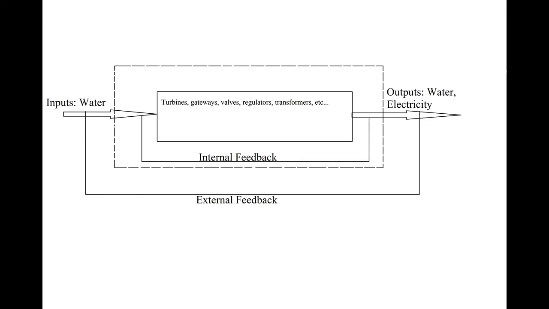Internal feedback of the Hoover Dam comes from pressure gauges, penstock valves, water flow regulators, temperature sensors, and other measuring devices within the inner workings of the dam. External feedback comes from states in the surrounding area who require power, power companies near the dam, organizations who regulate the Colorado River, tourists who visit the dam, etc.